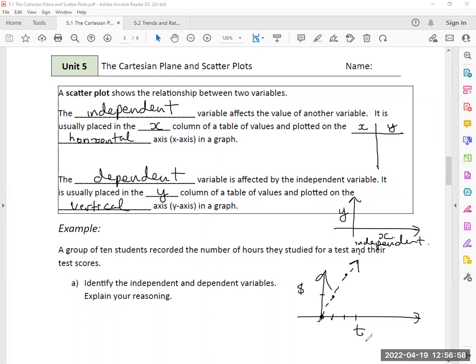There is a relationship with these two. And here's the connection. It's not even math. What controls what? Does the amount of money control how many hours I work? Or does the hours I work control how much money I make?